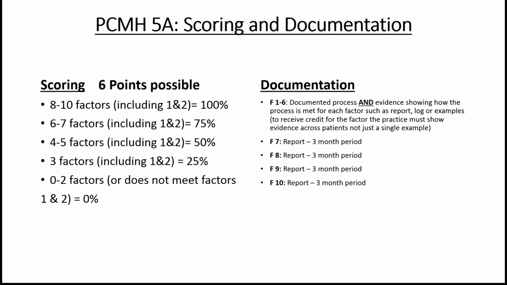The scoring for this element, 6 points available. You can see there how it factors in factors 1 and 2 to get to those highest points. The documentation requirements, for factors 1 through 6, they're looking for a documented process and some type of evidence showing how the process is met.